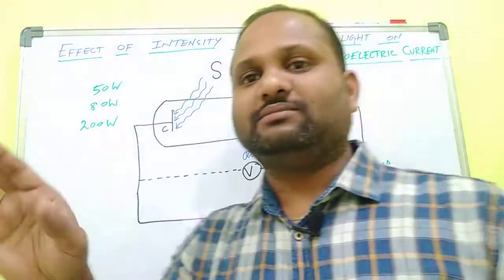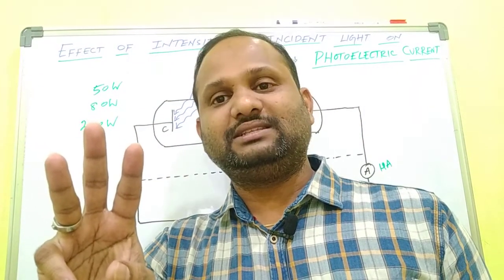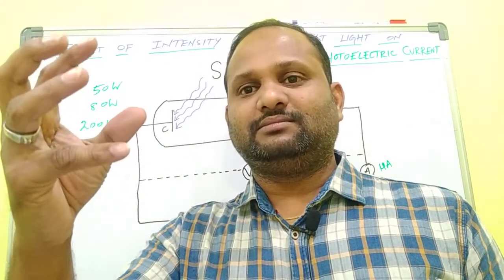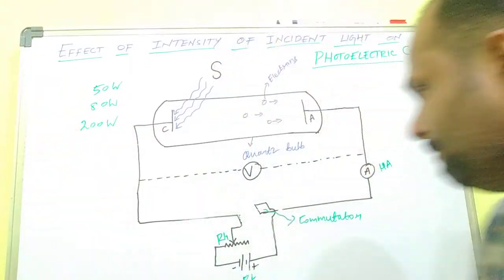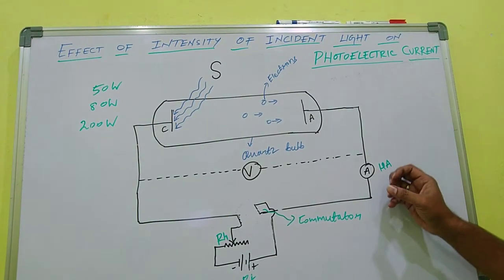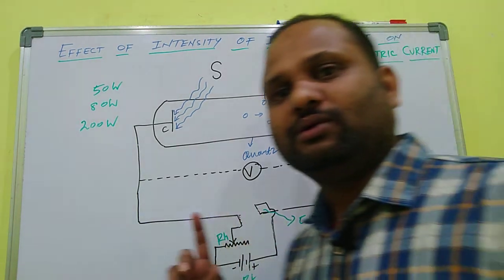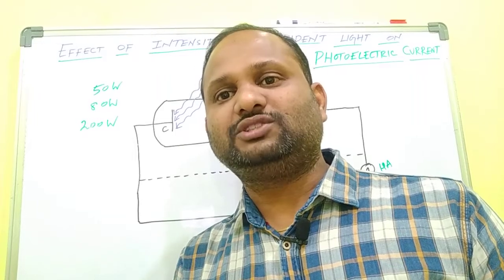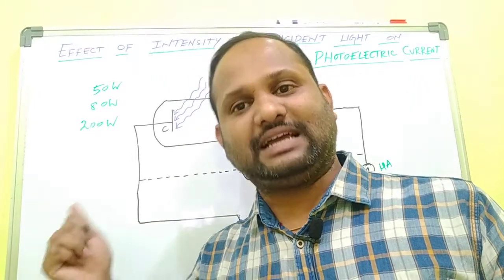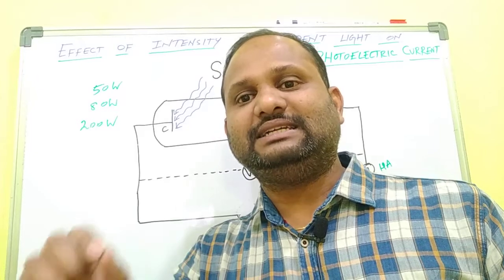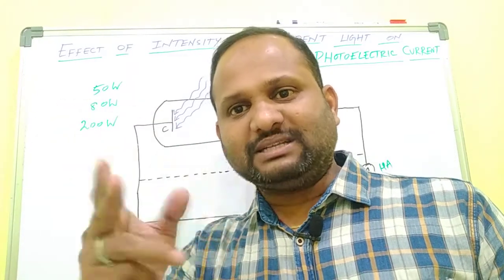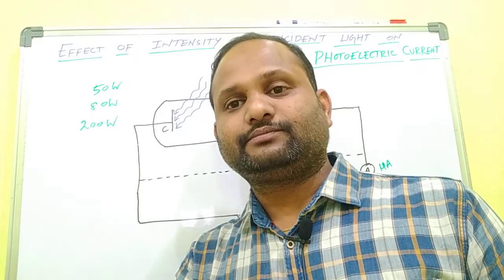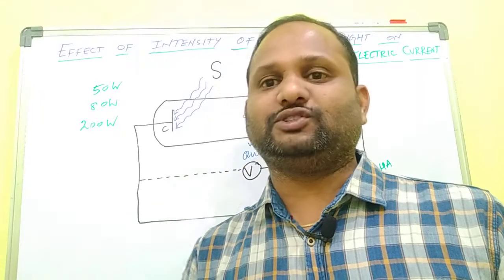Then another time, the third set of readings, you increase to 200 watt, for example. That means intensity is gradually increasing. If the intensity is gradually increasing, the current produced is also increasing. So what is the conclusion here? The photoelectric current produced in this circuit increases gradually when we increase the intensity of the incident radiation. So what is the proportionality between these two? The intensity of incident radiation and photoelectric current are directly proportional.